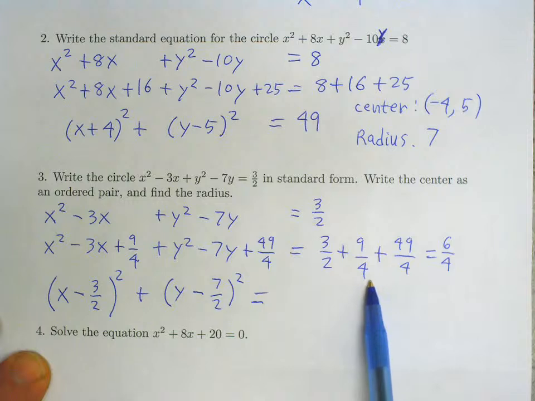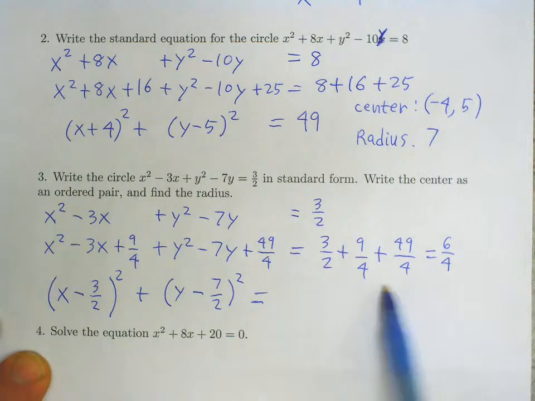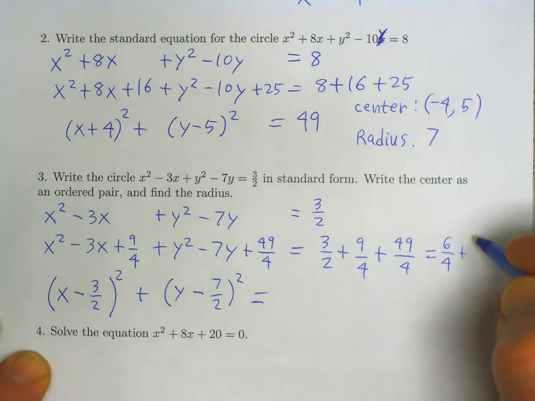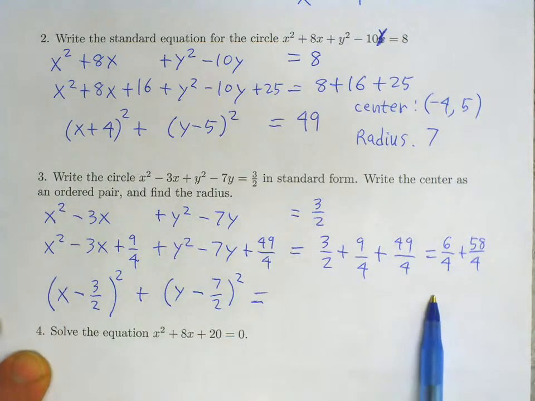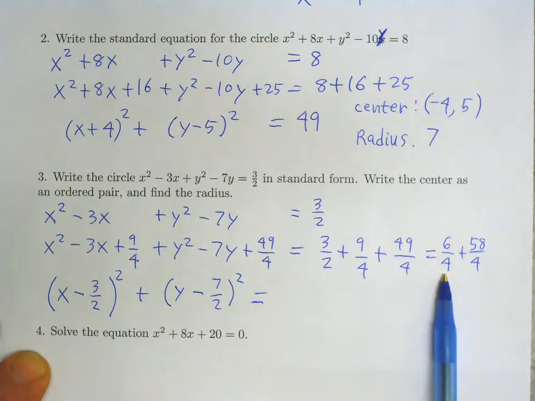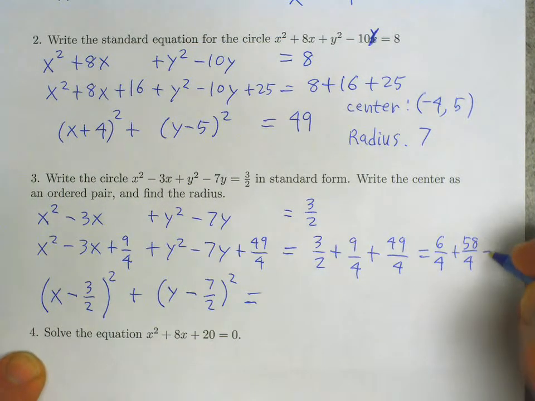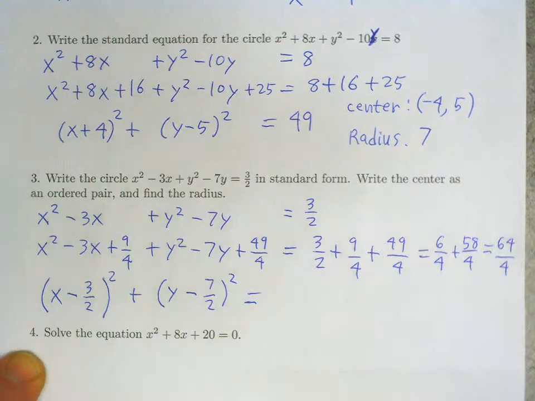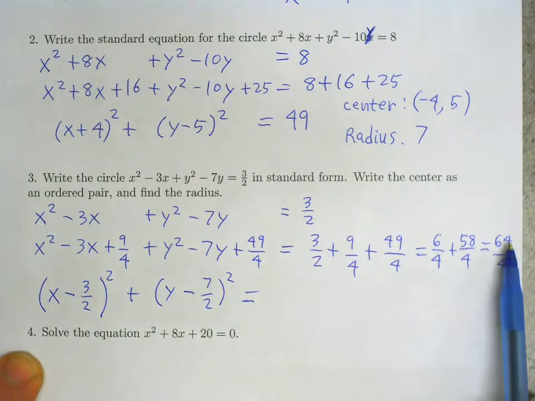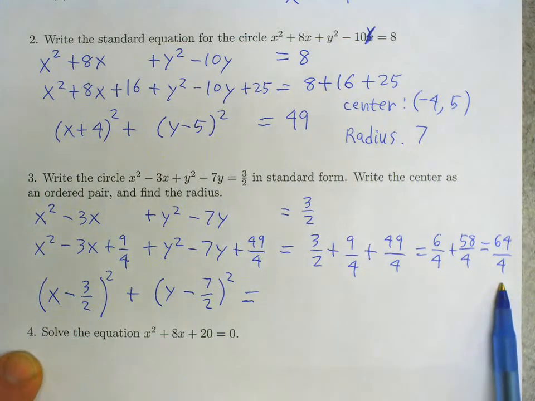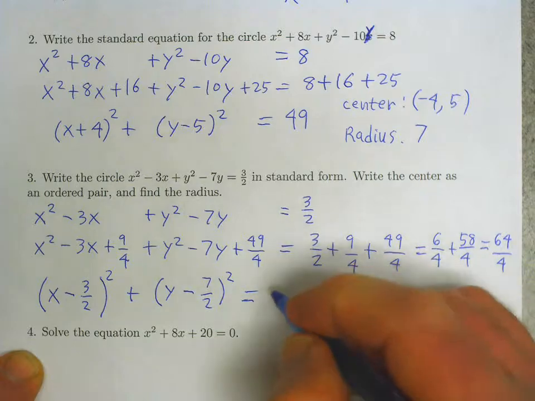And I'll go ahead and add these two. This just adds up to 58/4. And then when we add 6/4 to 58/4, we get 64/4. And that reduces to 16. 64 divided by 4 is 16.